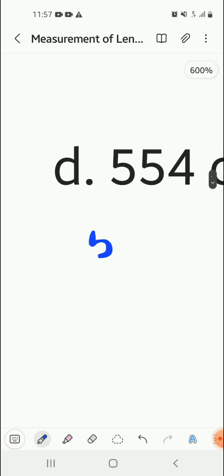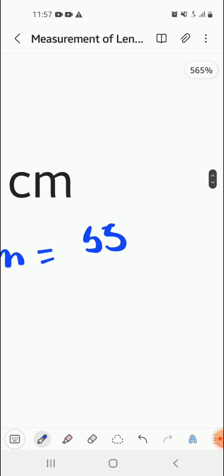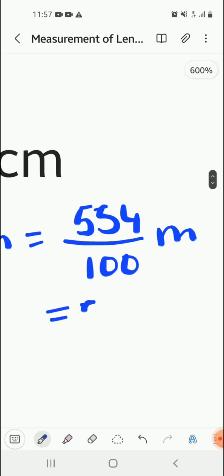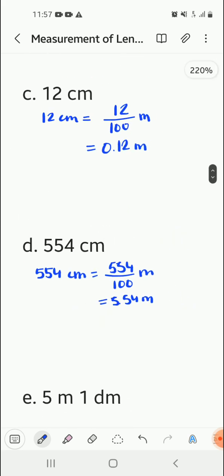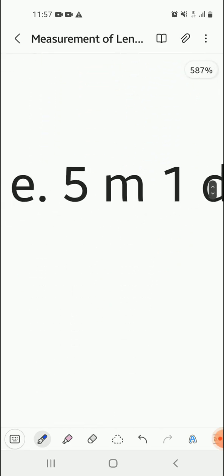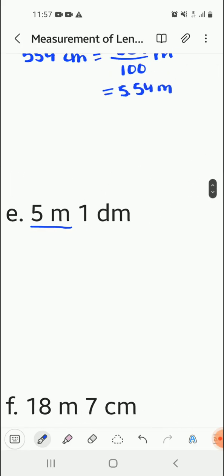554 centimeter. So 554 centimeter is equal to 554 by 100 meter is equal to 5.54 meter. That is it. Next we have got 5 meter 1 decimeter. So 5 meter is already given in meter. What we need to do is we have to convert decimeter to meter.